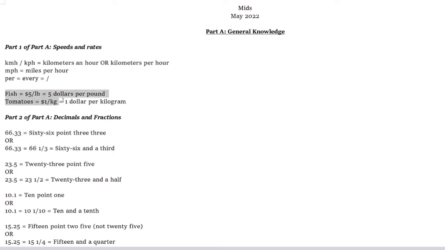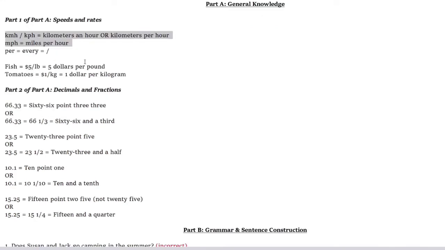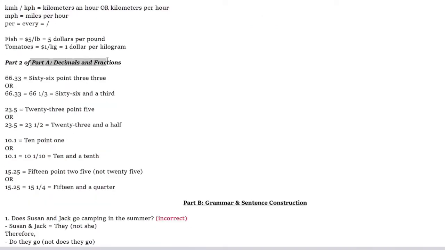So these are the rates. These are how you express the rates. These are the rates, whereas these are the speeds. These are the ways you express speed. Okay, now let's look at part 2, decimals and fractions.